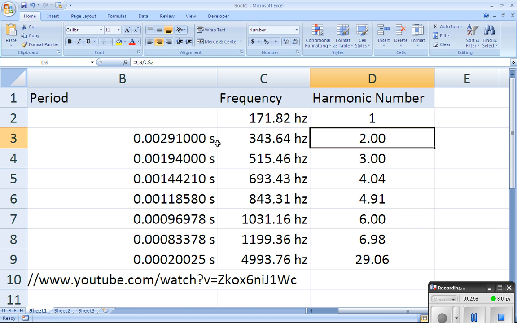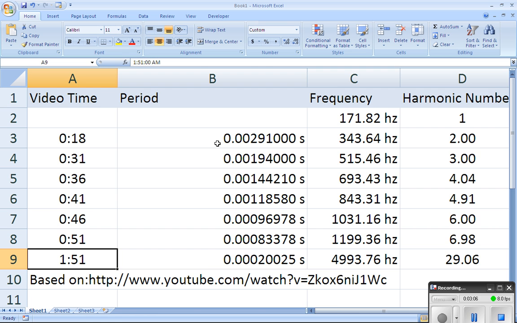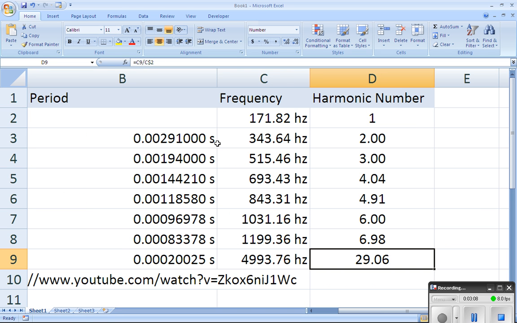They do a good job of going slowly through the harmonics in the beginning, and then it just goes up too quickly to keep up with, and they skip harmonics. But just for fun, by the time you get to 1:51, almost near the end of the video, I'm getting almost 5,000 hertz, which is the 29th harmonic.